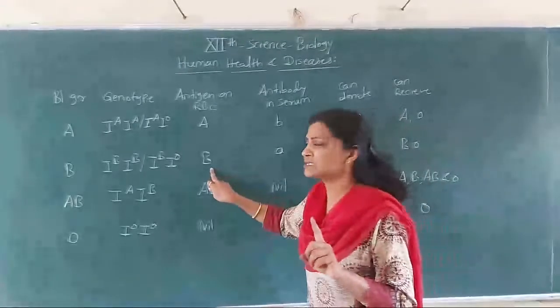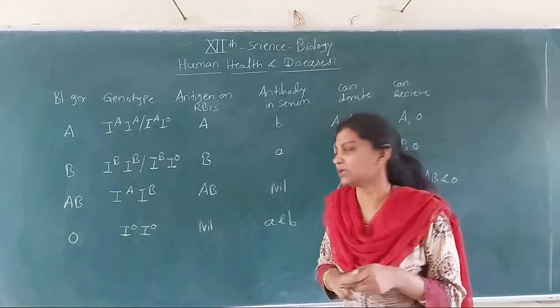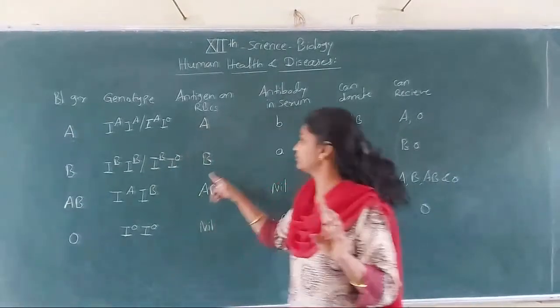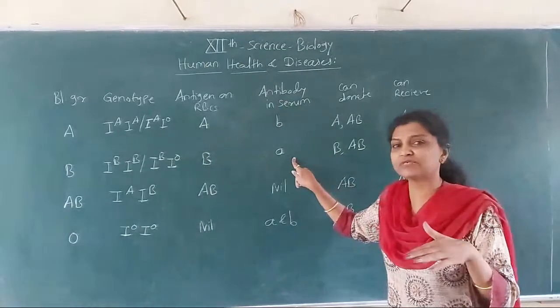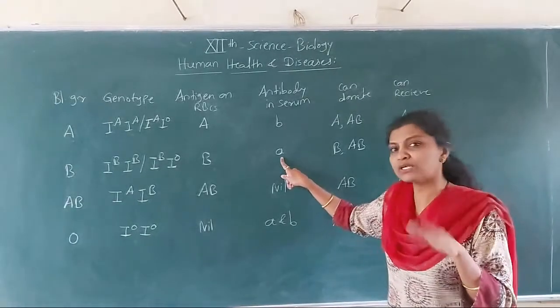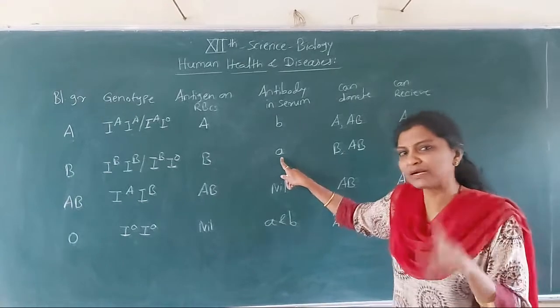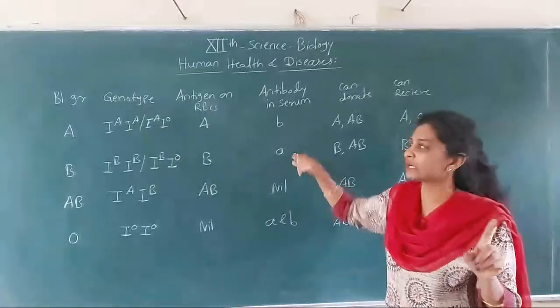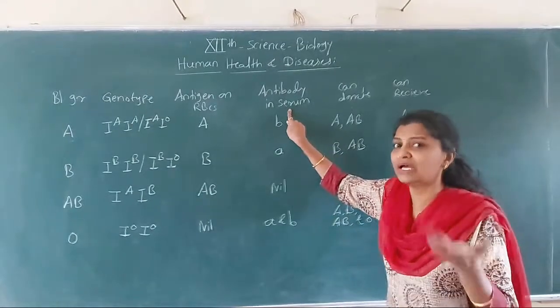Then the antigens which are present, जे antigens RBCs वर प्रेझेंट असतात ते कुठले? B. जसे इथं A आहे तसे इकडे कुठले? B. Then the antibodies which will be produced are A antibodies. जे antibodies तयार होतील in response to antigen ते कुठले असणार आहेत? A antibodies which will be produced in serum.